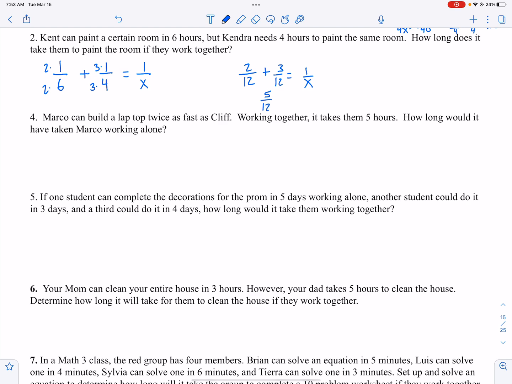Then I could add them up and I get 5 over 12 equals 1 over x. After that, you can cross multiply, so you end up with 5x equals 12, and then you can divide both sides by 5. And let's see, let me get my calculator out. 12 divided by 5 is 2.4 hours. And something else you could say is that would be 2 hours, and then multiply the 0.4 times 60 to figure out the minutes. And so 0.4 times 60 gives me 24 minutes. So that takes 2 hours and 24 minutes working together.